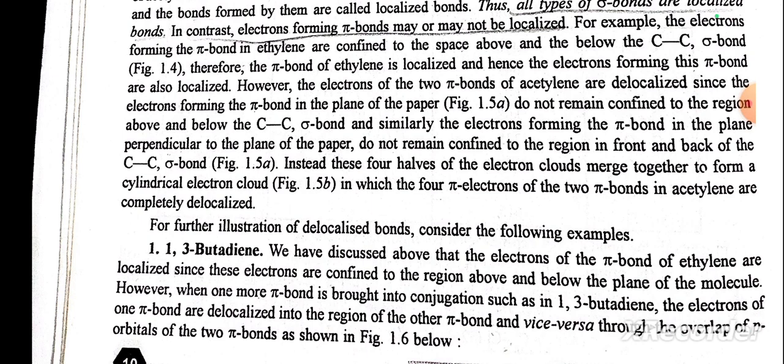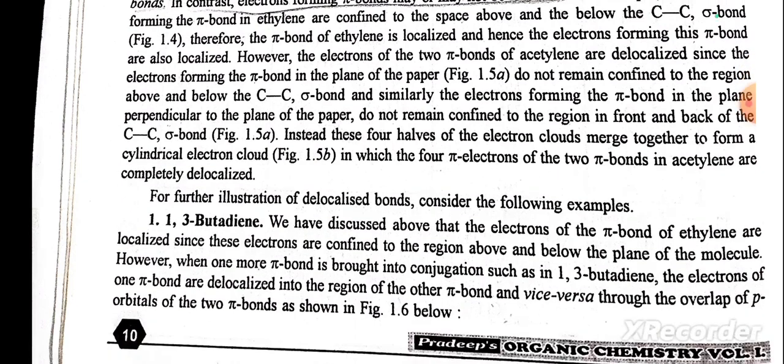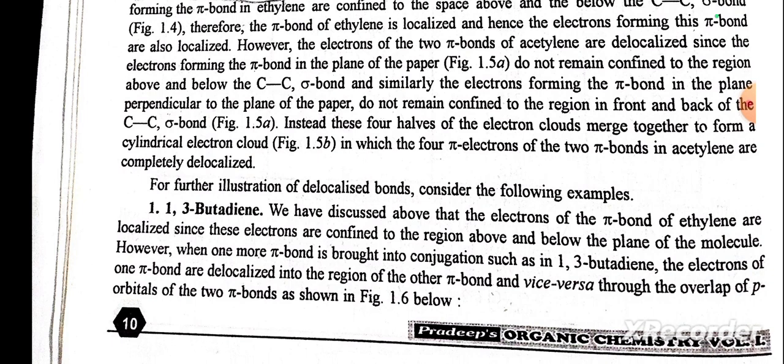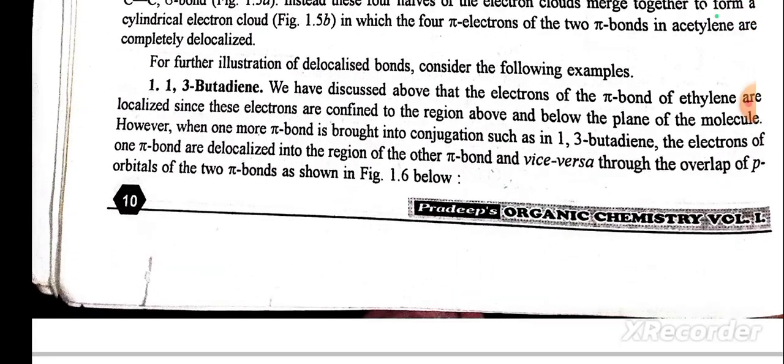Hence, the electrons of the pi bond in the plane of the paper do not remain confined to their region above and below the carbon-carbon sigma bond. They are similar, and the electrons forming the pi bond are in the plane perpendicular to the paper and do not remain confined to the region in front of and behind the pi bond. Therefore, these have half of the electron cloud mirrored to the other, and the four pi bonds and two pi bonds in this line are also localized.